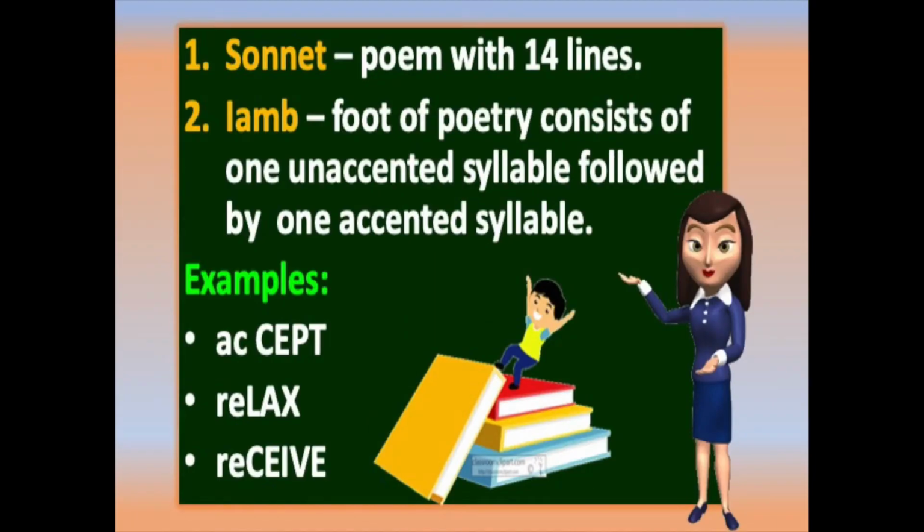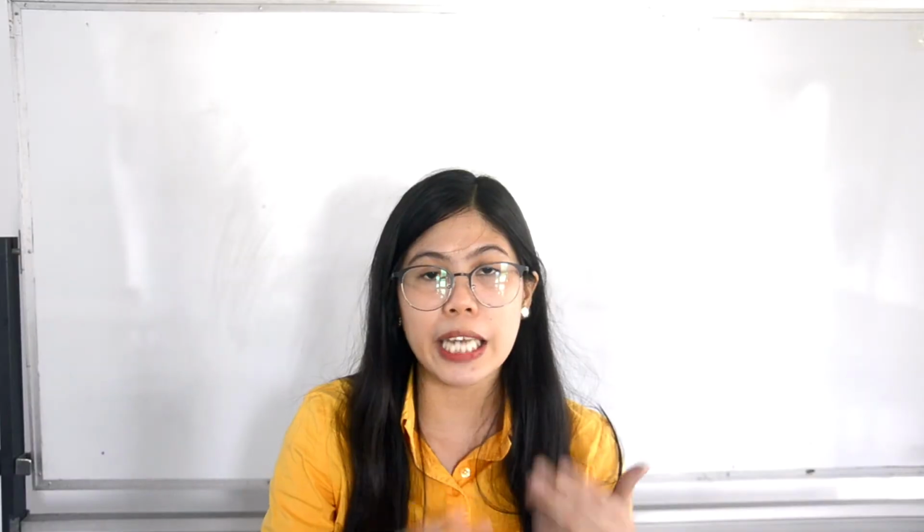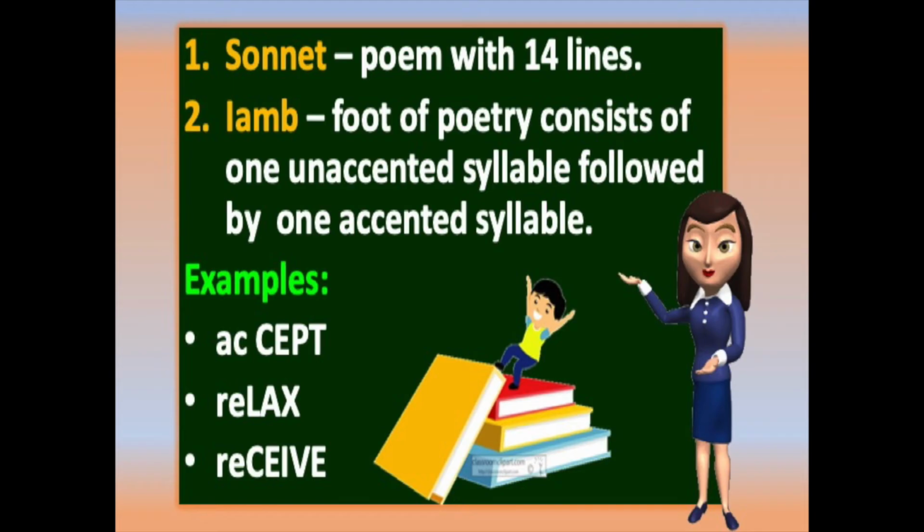So the first one is sonnet. So last discussion, I already discussed that sonnet is a poem with 14 lines. Example of this sonnet is the Sonnet 18 written by William Shakespeare. Next, we have the iamb.